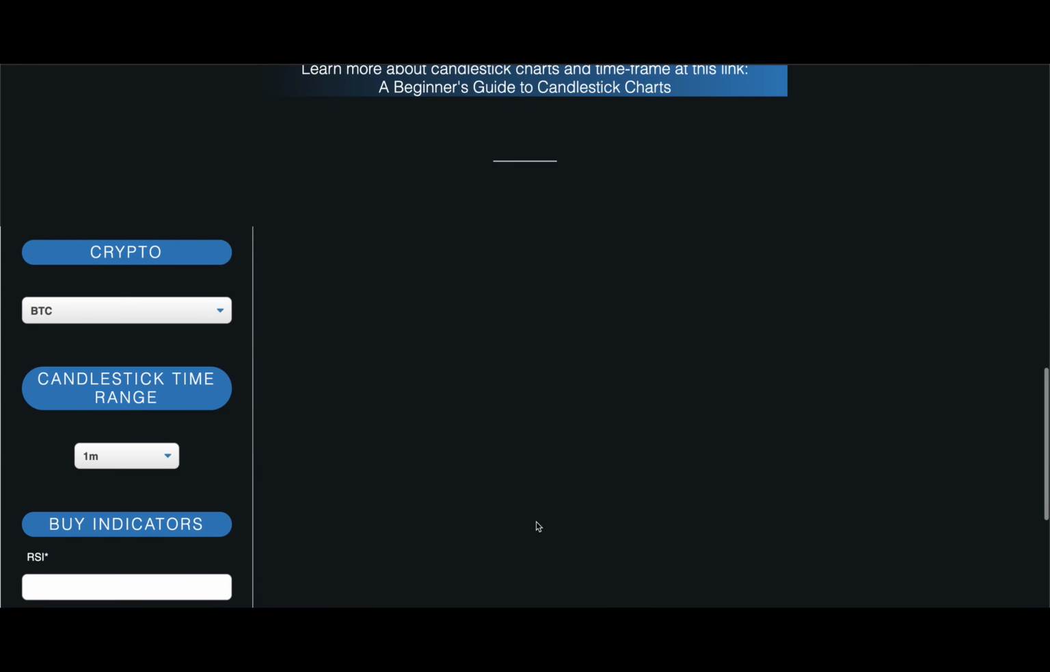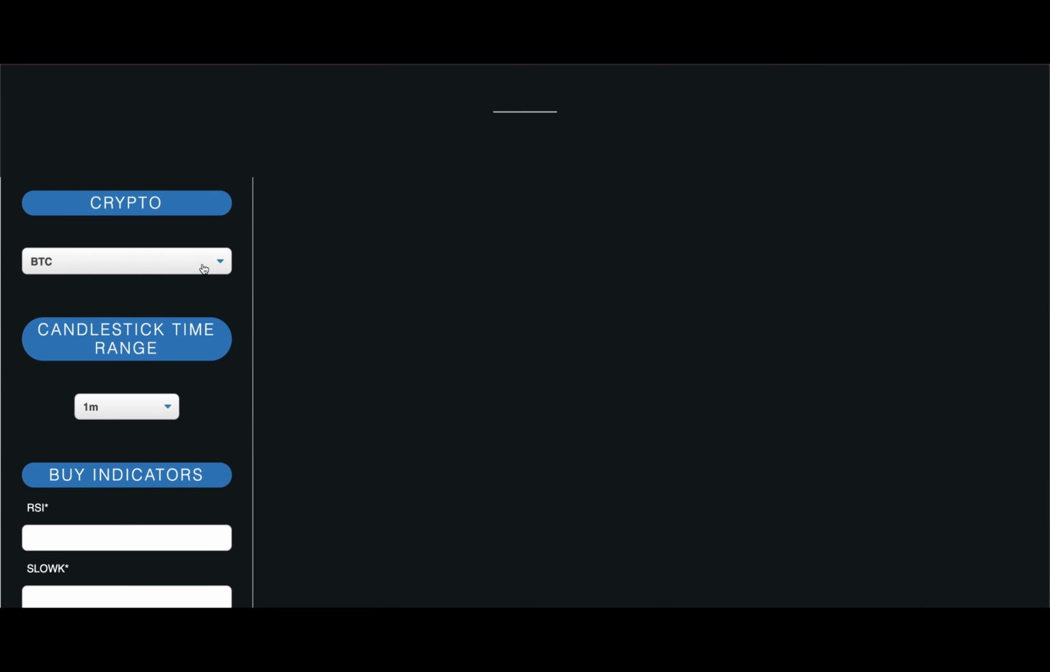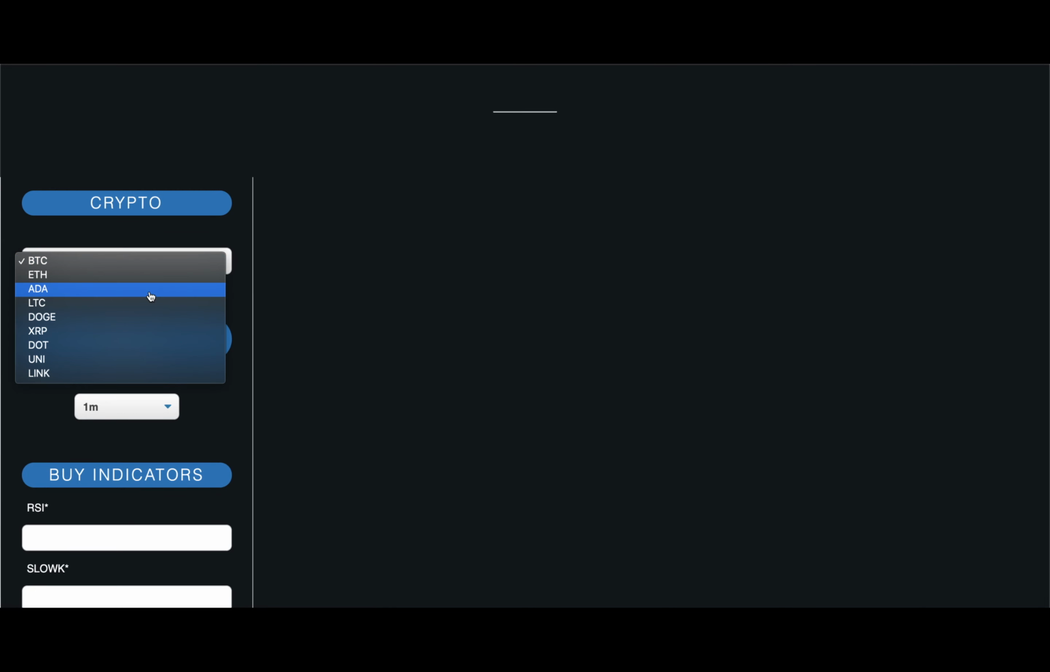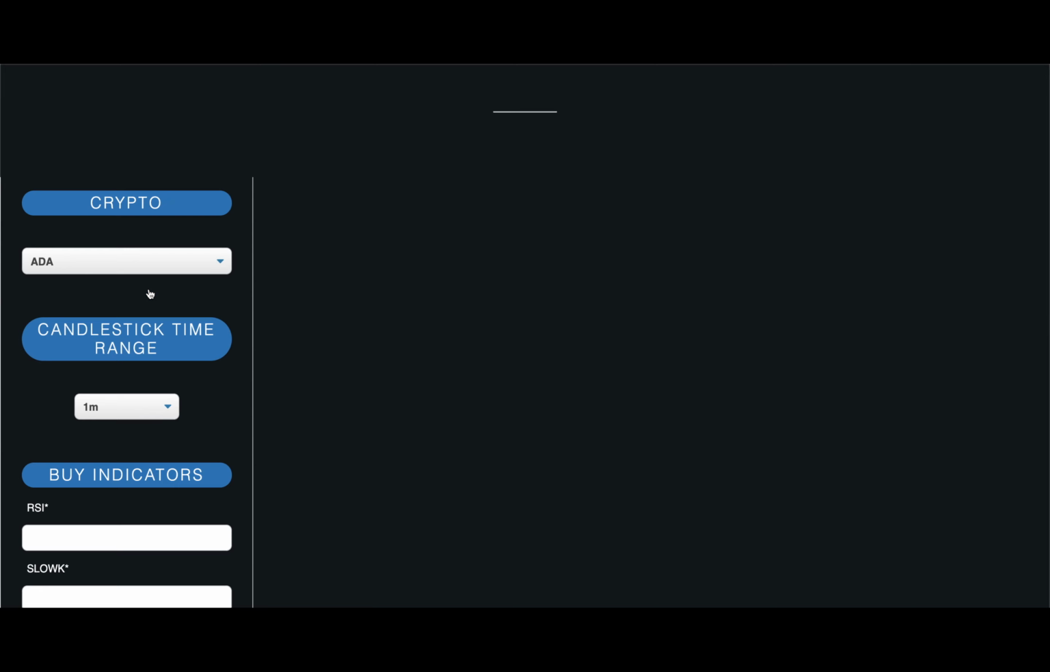Let's continue and let's start generating our plot. So we will select our coin. For today's tutorial, we're gonna use ADA. Then let's use a 1 hour candlestick time range. It means that each single candlestick will be of 1 hour.